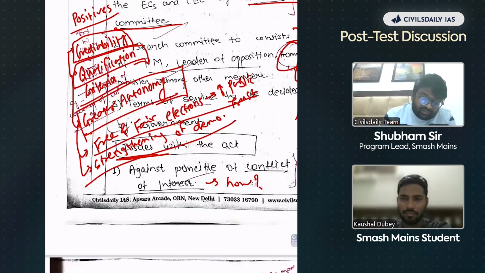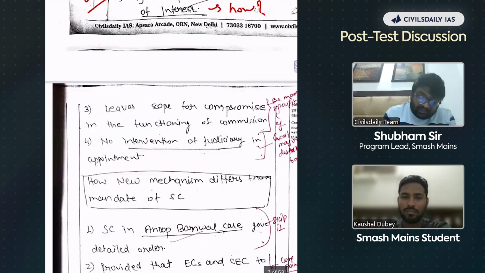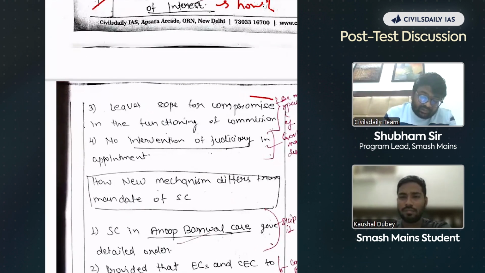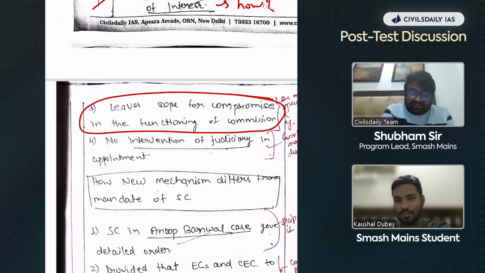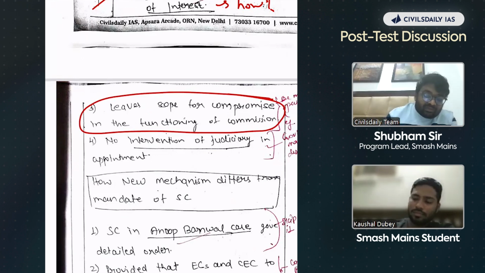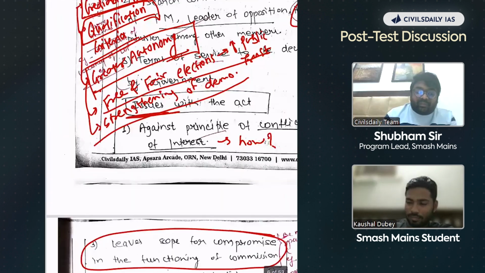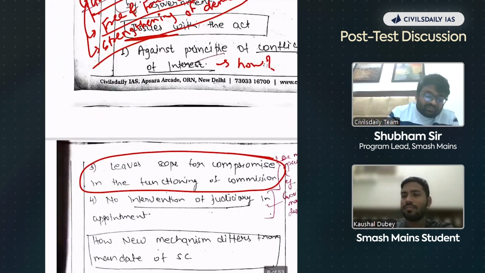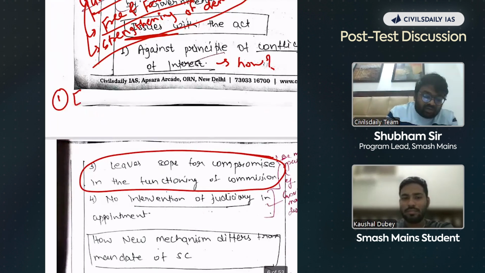Again, negatives: leaves scope for compromise in the functioning of the commission. But you haven't substantiated how it leaves scope for the compromise. You have to mention the specific provision which leaves the scope for the compromise. And if you see, out of 3 members, 2 members are from the government. So your automatic point should come: executive dominance.